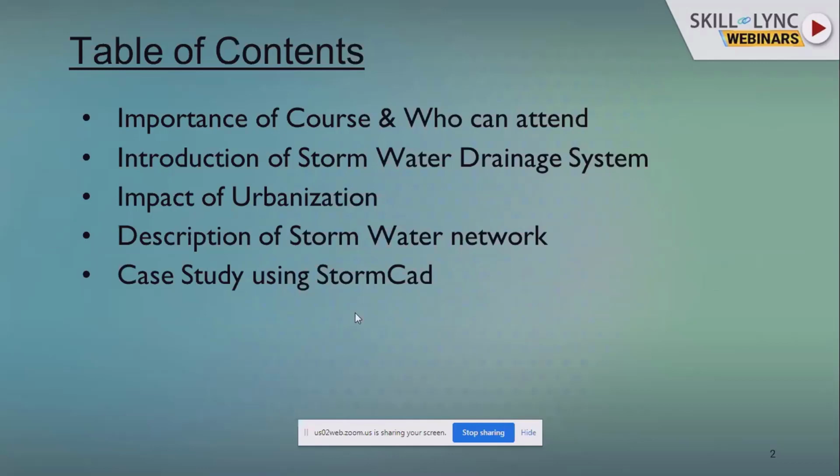Then I will introduce you to the stormwater drainage system. What is the meaning of it, and why we want to make a drainage system for the city or any area. Then there is a very important relation between stormwater drainage system and urbanization, because now all the cities are developing. Before it was a rural area, now everybody is developing the city. We are making roads, we are making buildings, we are converting all the green area into asphalt area. So what is the relation between urbanization and stormwater drainage? Then I will give you the description of the stormwater network related to urban areas. Then we will make one case study at the end using StormCAD.